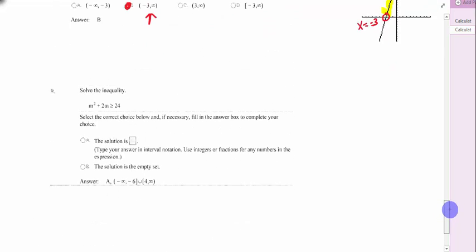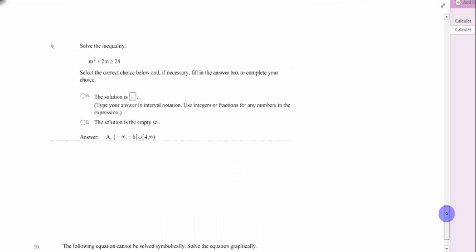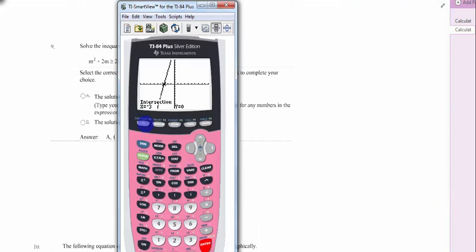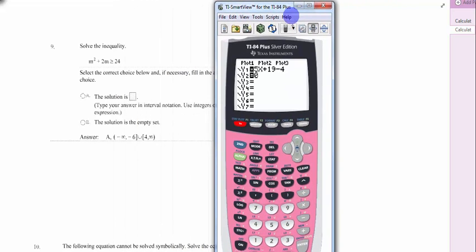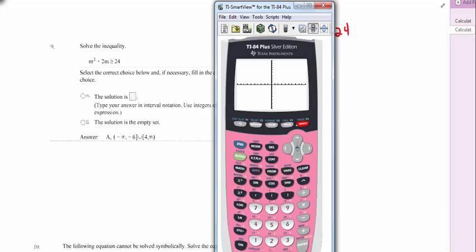All right, number 9, solve the inequality. Same thing as number 8. We're going to go to y equals. We're going to clear that out. We're going to put x squared plus 2x minus 24, because remember we moved it over, and then we've got 0 here. So y1 we would have x squared plus 2x minus 24, and y2 we would have 0. All right, we're going to graph that.